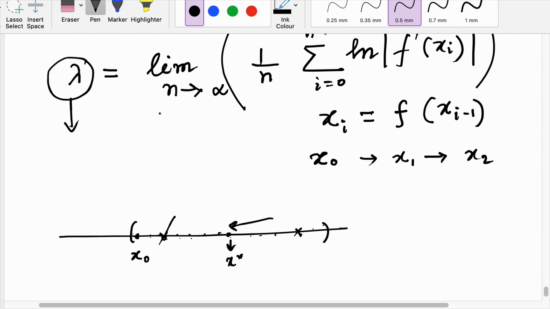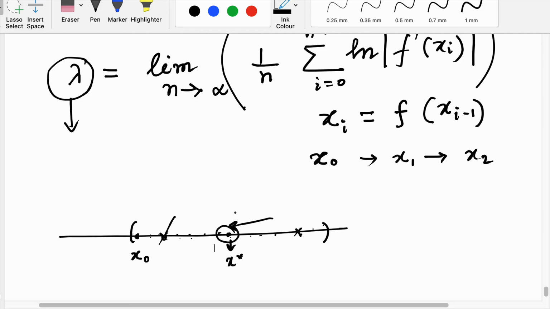So after a few iterations, it will be very near to x star. When it is very near, the previous few iterations will contribute very little, but the iterations that remain very close to the fixed point will give a lot of strength in that summation. So that's why all the initial conditions which go to a single fixed point, or technically all the initial conditions from the basin of attraction, will give the same Lyapunov exponent.